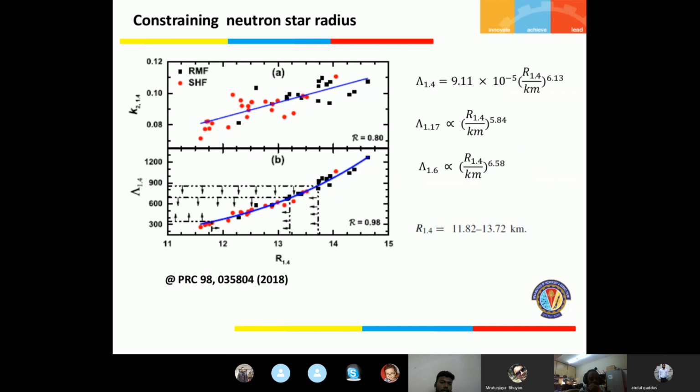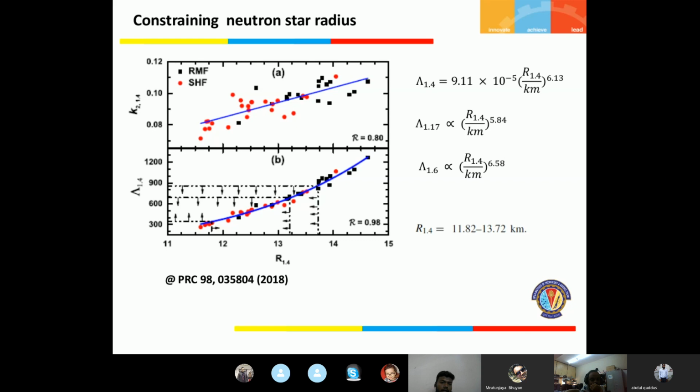Another interesting thing we have studied: for all sets of models, we have taken the radius versus the lambda. For all of them, we have taken the radius for 1.4 solar mass and the lambda also for 1.4 solar mass, and one can very nicely see the correlation coefficient is almost 0.9. It is very strongly correlated. We got that the tidal deformability parameter for 1.4 is related to the radius to the power 6.13, which we got earlier, and the coefficient is 9.11 times 10 to the minus 5. And we have checked and verified for other mass ranges also. For 1.17 the coefficient is of the order of 5.84. For 1.6 the coefficient is 6.58.